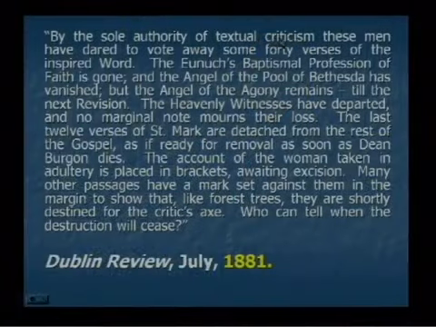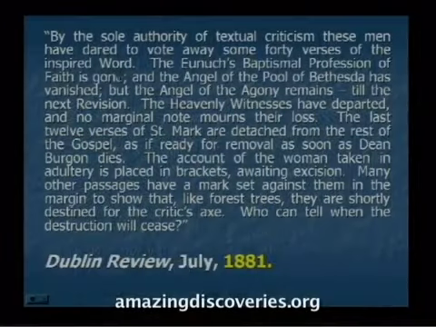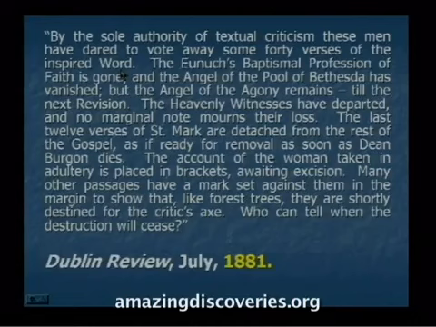Now imagine that the Bibles that we have today do more than that and nobody complains. Isn't that strange? Isn't that strange how we have changed? Dublin Review, 1881. By the sole authority of textual criticism, not in other words by the word itself, not what it says, but by textual criticism, these men have dared to vote away some 40 verses of the inspired word. This was early.